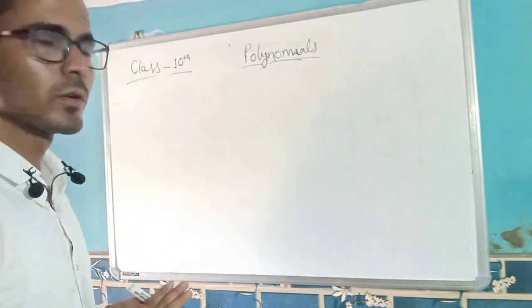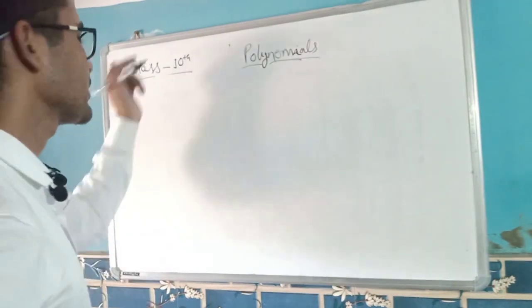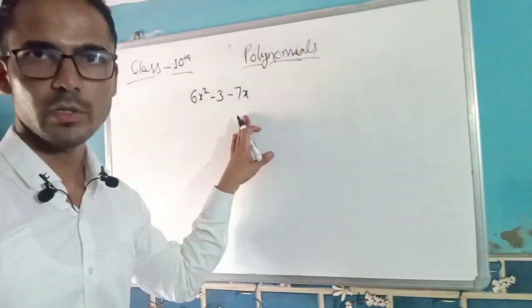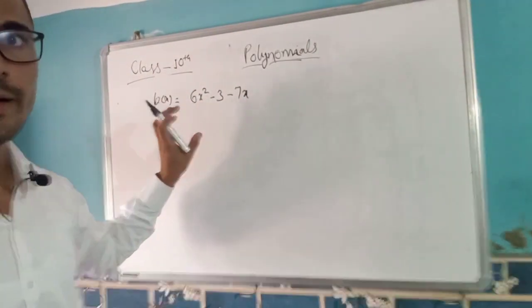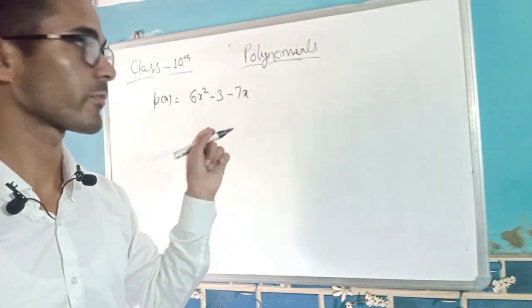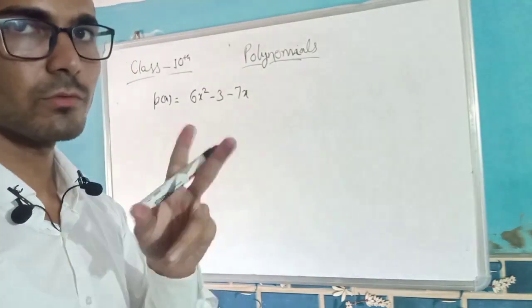Now I'm taking a question where you first have to find the zeros of a polynomial, and then verify the relationship. It's 6x squared minus 3 minus 7x, equal to 0. This is the polynomial. Now you have to find its zeros, then check whether the relationship we have just derived is right or not. We have been given two parts.